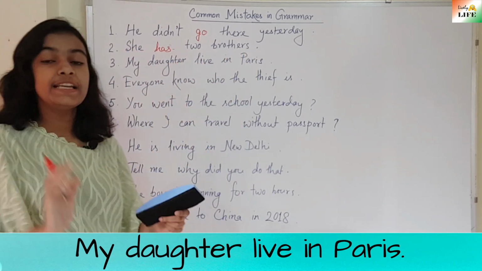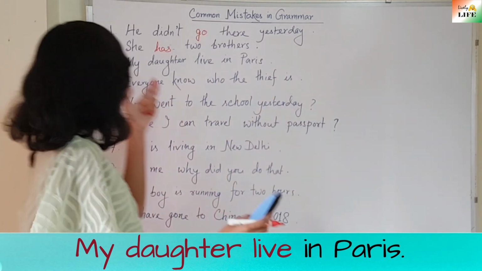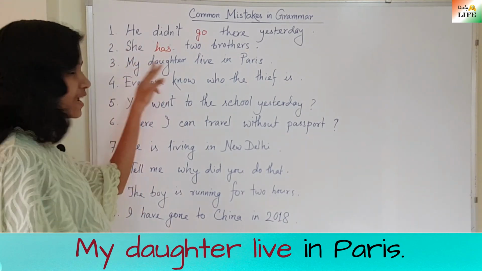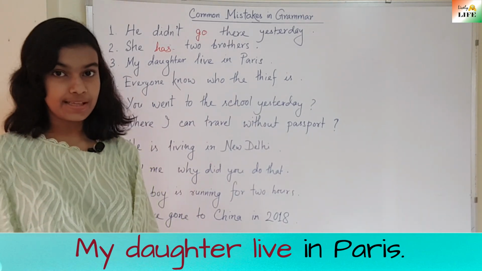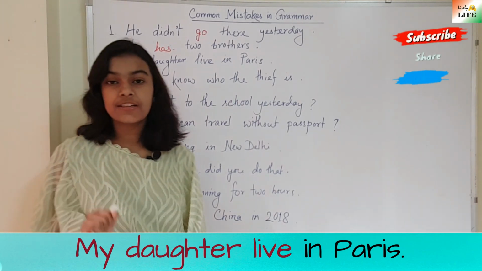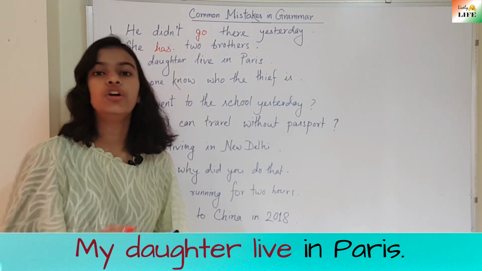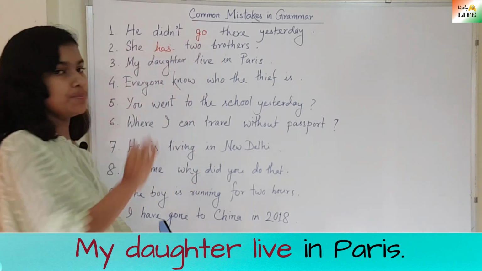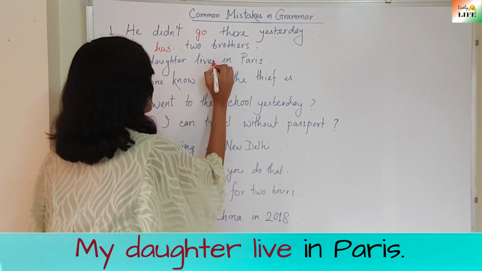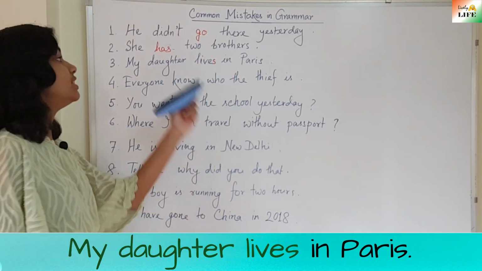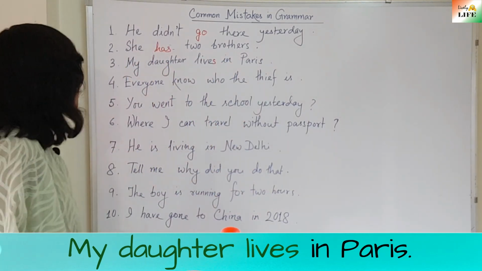My daughter is what? It is a third person singular subject, right? It is singular in number. It's just one person, my daughter, and it is third person. And remember that after a third person singular subject, we always add an S or an ES after the verb. My daughter live, it is wrong. We have to add an S here. My daughter lives in Paris. Okay. Now the fourth one.